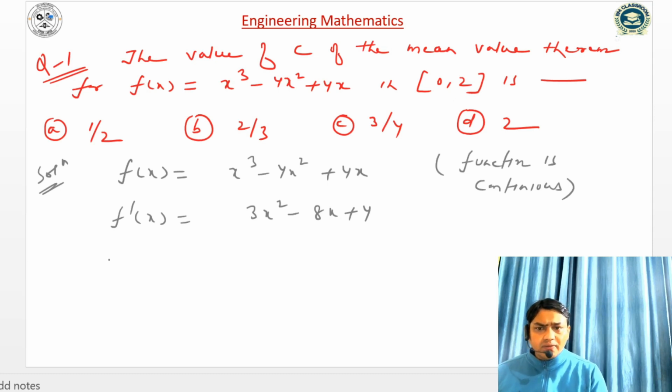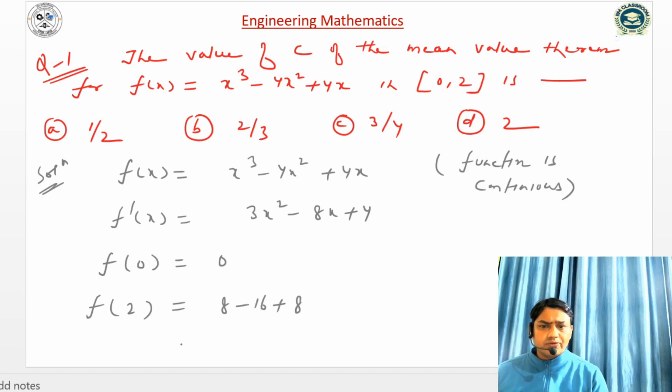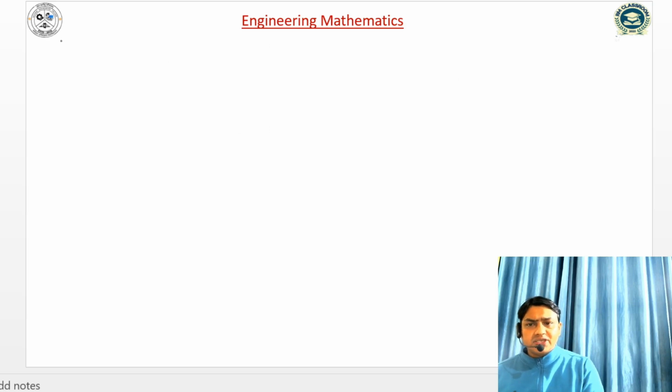And the third, compute the value of f(0). So it will be 0. And if I compute the value of the function at x equal to 2, it will be 8 minus 4 into 4, 16, plus 8. So it will be 0. So the functional value at 0 and 2 is the same. So we can apply the first theorem, that is Rolle's mean value theorem. So these three conditions are satisfied.